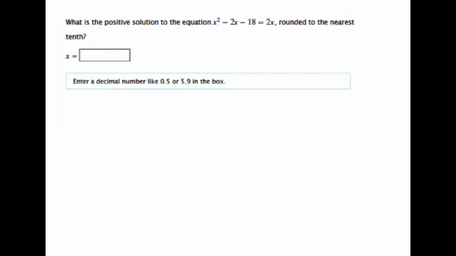Alright, this problem is saying what is the positive solution to the equation, and round to the nearest tenth. So maybe I'm going to get a decimal. This is a quadratic, and to find the solution, you either have to factor, complete the square, grouping, or quadratic formula. The first thing you have to do no matter what is set it equal to 0.